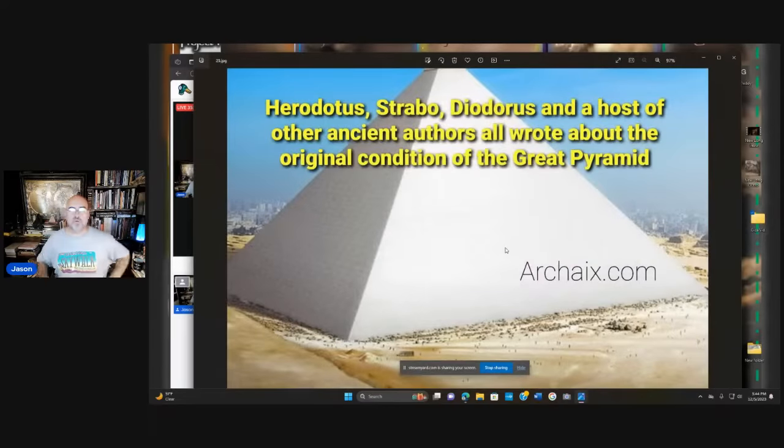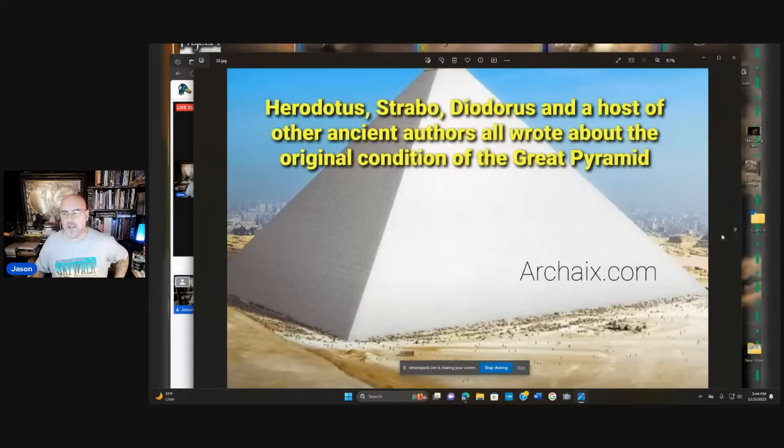So Herodotus, Strabo, Diodorus, and a host of other ancient authors like Plutarch all wrote about the original condition of the Great Pyramid. This is what they describe. Strabo said that from a great distance, as you're approaching Egypt, you can look over the desert of sand, and the Great Pyramid looks like a building being lowered from heaven.